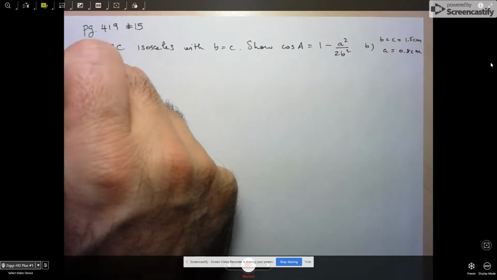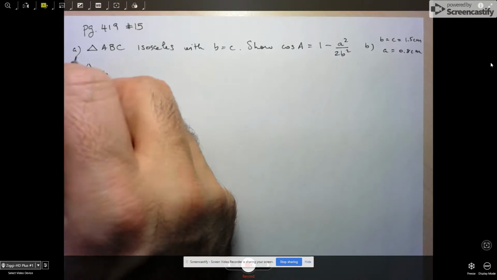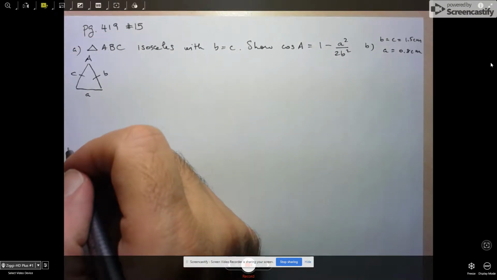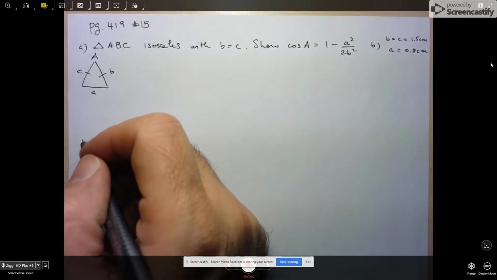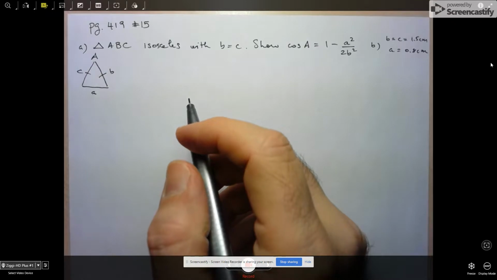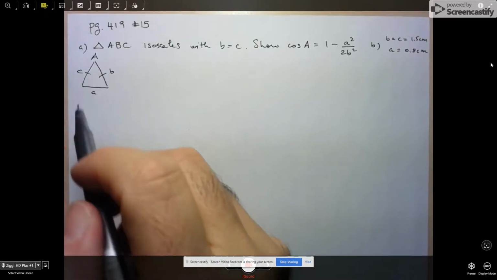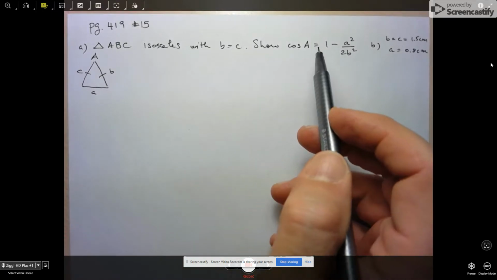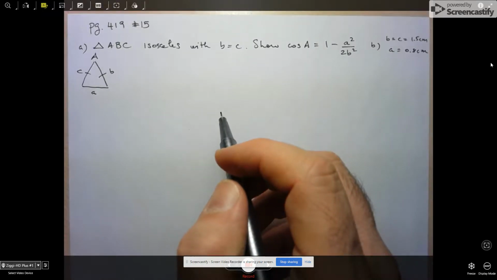So if this is B and C and they're equal, this is going to be side A, and capital A is just the angle opposite it. Since we have information about the three sides, these are the two equal ones, this is the non-equal one, and they're looking for cos A. Well, looks like we're going to have to work with the cosine law.